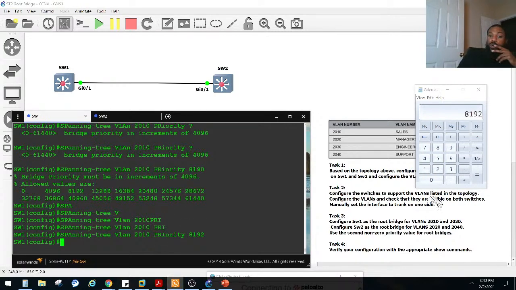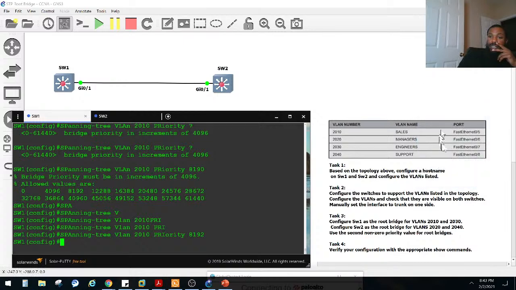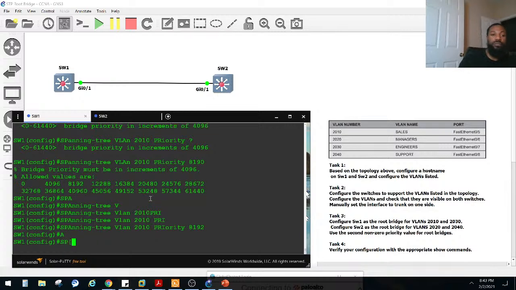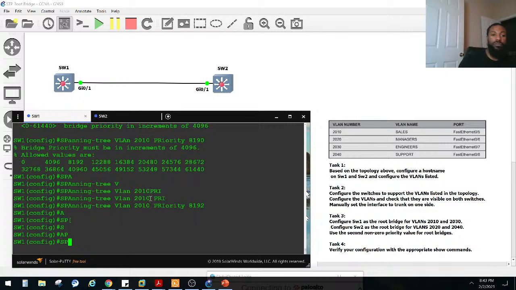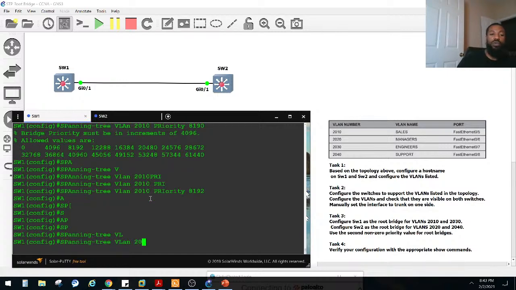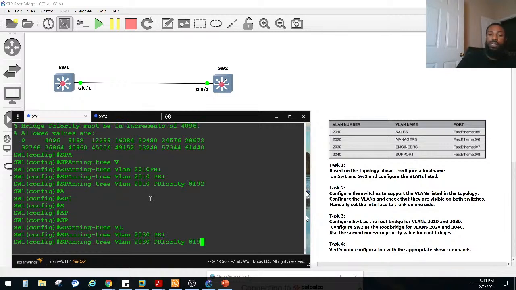So the next one was 2030. They want us to do the same thing for VLAN 2030. Set it as the root bridge for VLAN 2030. So spanning-tree vlan 2030 priority 8192.